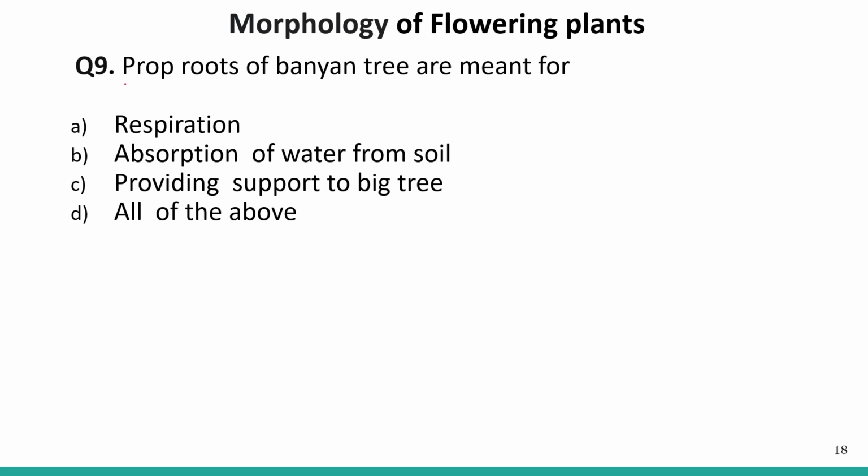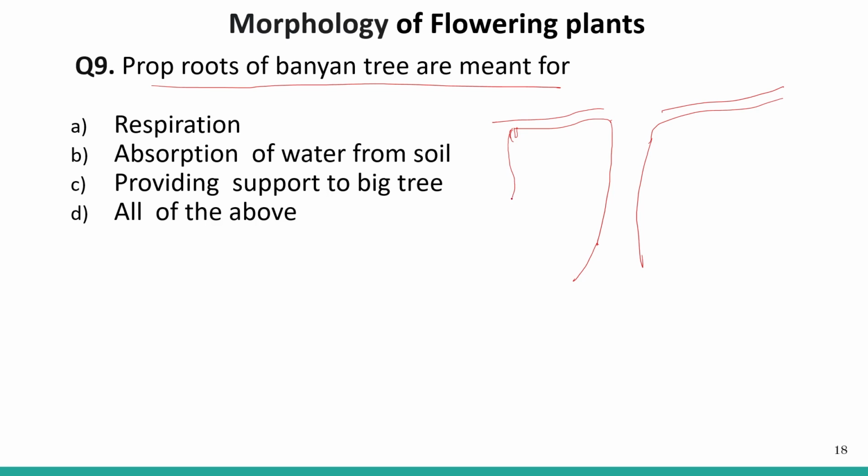Next question. Prop roots of the banyan tree are meant for what? So what are prop roots? Here we can see a banyan tree with large branches, and some adventitious roots originate and later reach the ground and support such large branches. These types of roots are called prop roots.